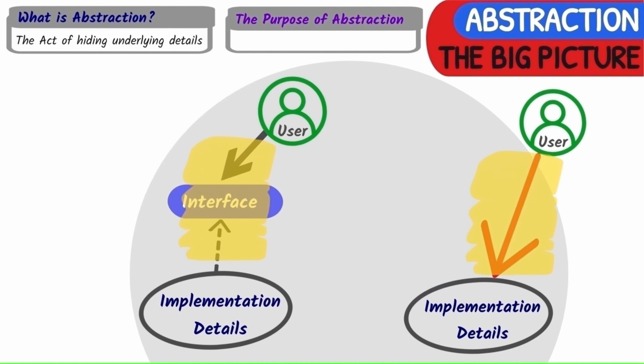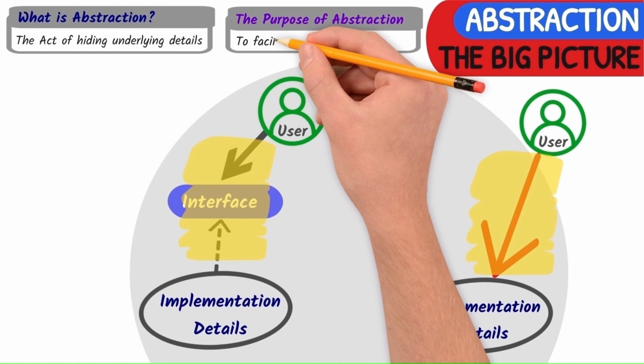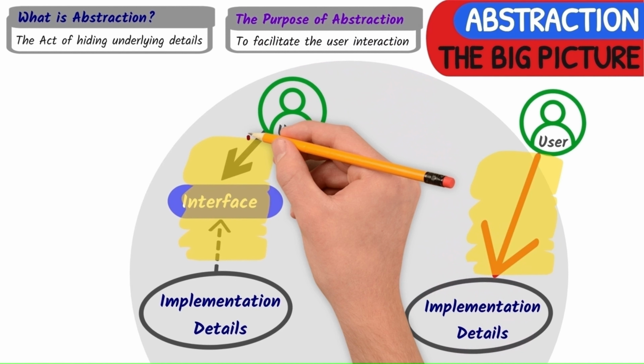In abstraction, we are changing the way we interact. And why we are doing that? As we have seen in all these examples, we are doing it to make the interaction simple, doable, less complex, and so on. In short, we are trying to improve the way we interact. And that's the purpose of abstraction, to facilitate interaction.